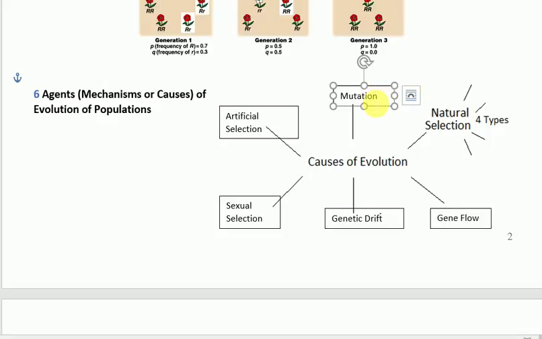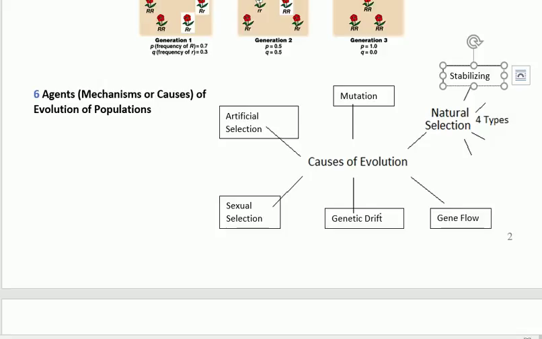And then the sixth one is natural selection. And there are 4 types. And natural selection is important because it is the number 1 cause. So I don't know if you want to highlight it or circle it, whatever you want to do, but there are 4 different types of natural selection.